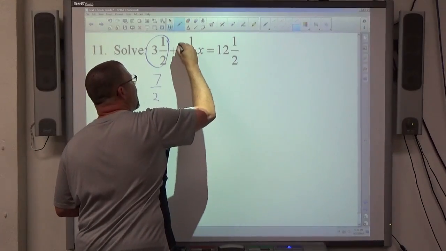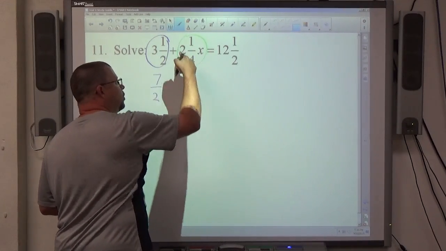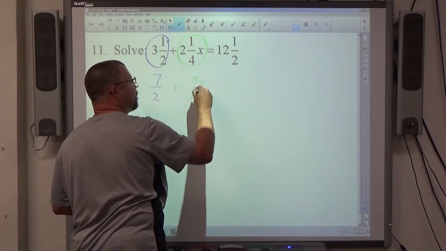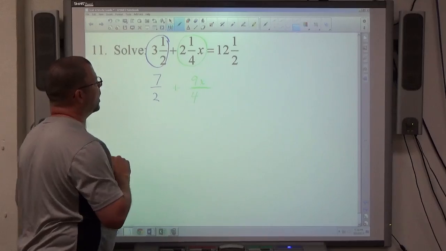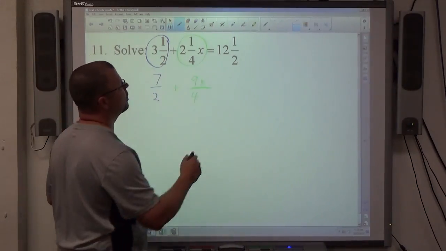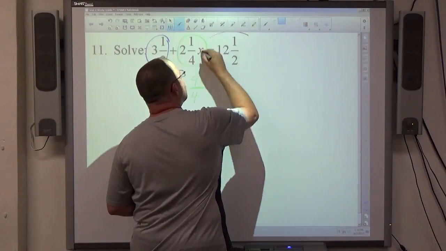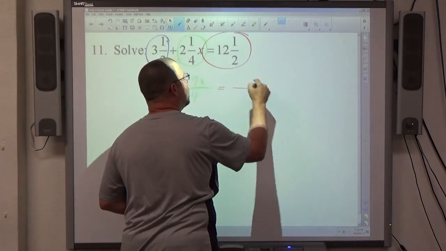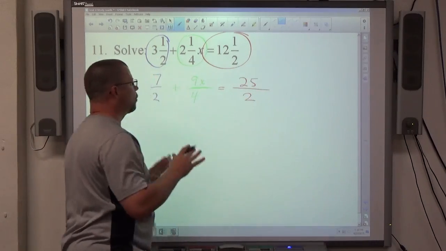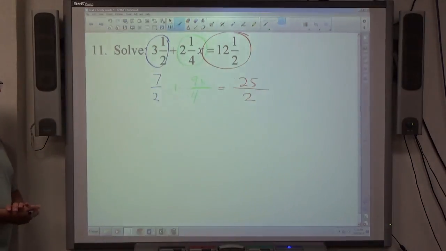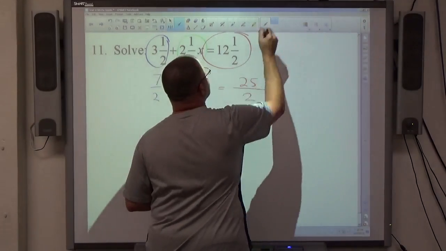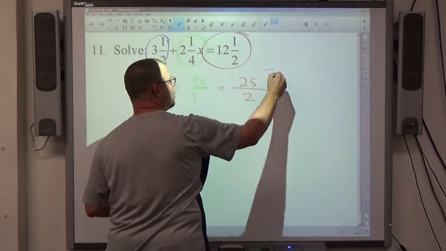2 1/4 x. 2 times 4 is 8 plus 1 is 9. And the x I would always put on top because that's where it really is anyway, even though it's kind of in the front of it, but just stick it up on top, that's a better place for it. Equals 12 1/2. 12 times 2 is 24 plus 1 is 25 over 2. So create 3 fractions that are improper fractions instead of mixed numbers, so that at this point the least common denominator of the 3 fractions is 4.